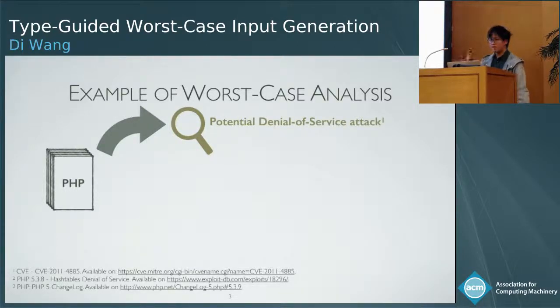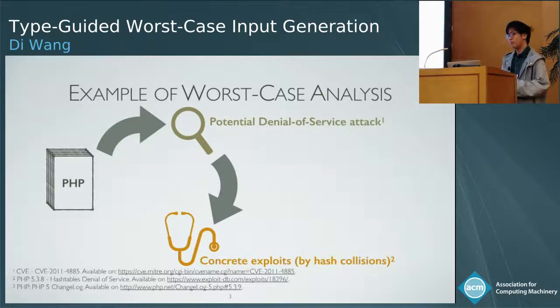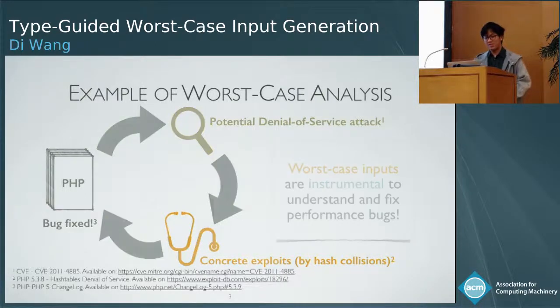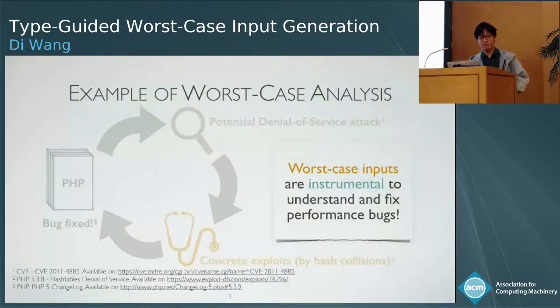How can we confirm this is a true bug? We need to submit a concrete exploit, and later on we realize this is caused by hash collisions. Using this concrete worst-case input, we can reproduce the attack, figure out where the bug is, and then fix it. In this example, worst-case inputs are very instrumental to understand and fix performance bugs.